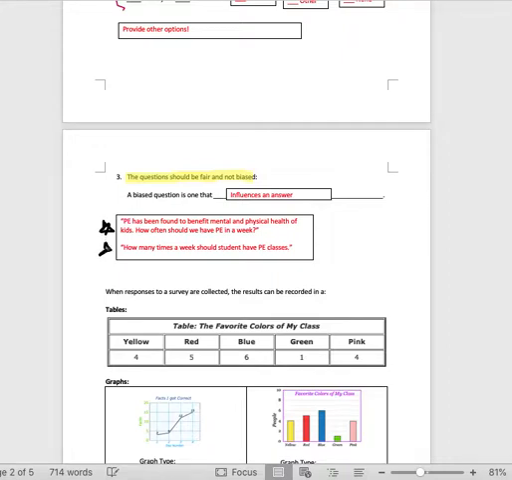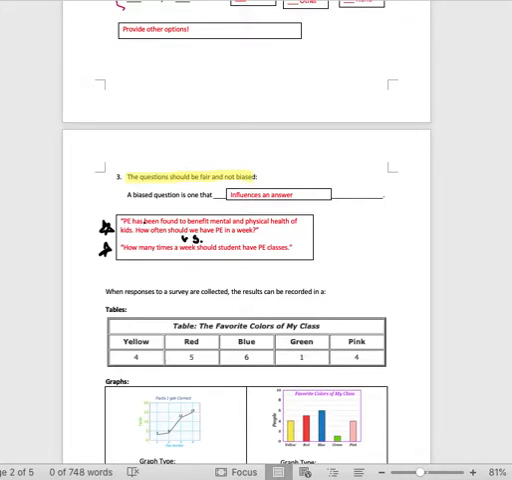1 and 2. Okay, the first one is PE has been found to benefit mental and physical health of kids. How often should we have PE in a week? All right, so that's the questionnaire versus how many times a week should we have PE, or phys ed class, right, PE. So which one of these do you think influences an answer? Now you may not be sure, but the one that influences an answer is actually this first one.